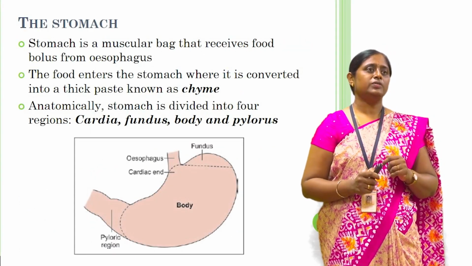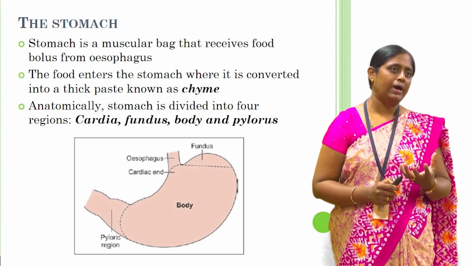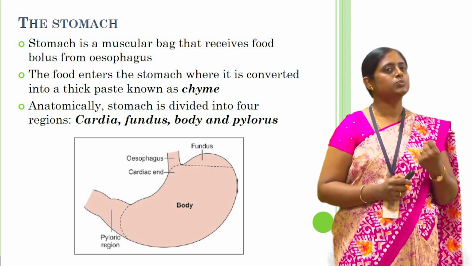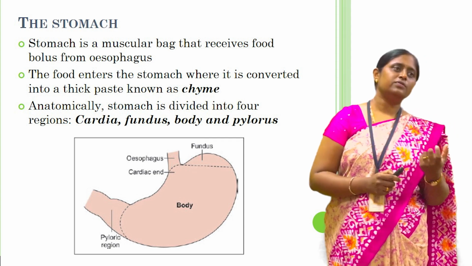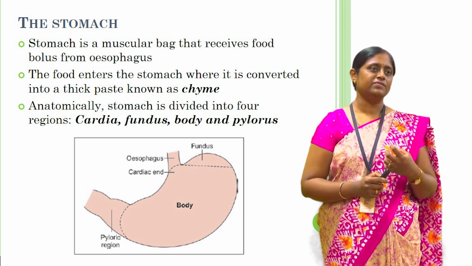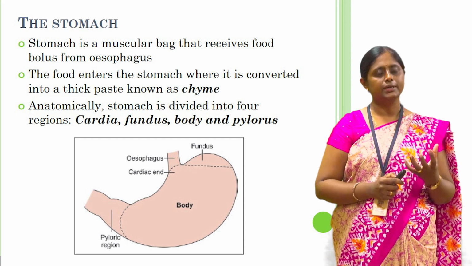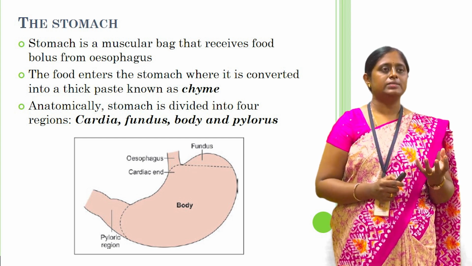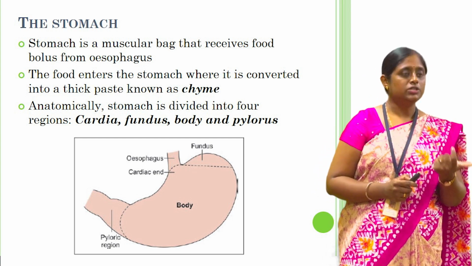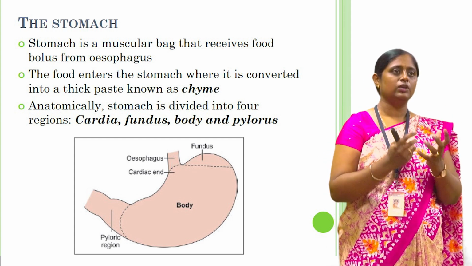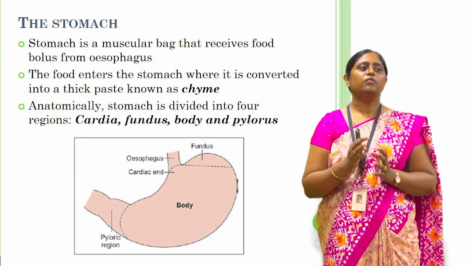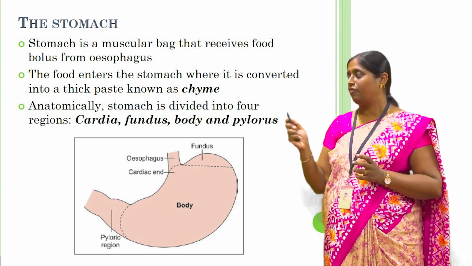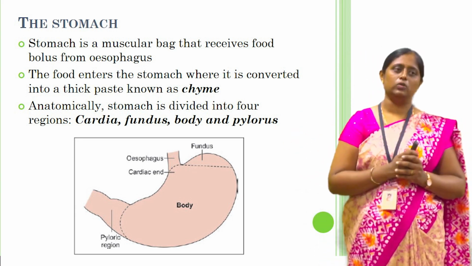So the stomach, generally, we call it a muscular bag which receives the food as bolus from the esophagus. Whatever food the stomach receives is converted into a thick paste. We call that thick paste chyme. Anatomically, the muscular bag, or the stomach, is divided into 4 different regions. We call them the cardia, fundus, body, as well as the pylorus.